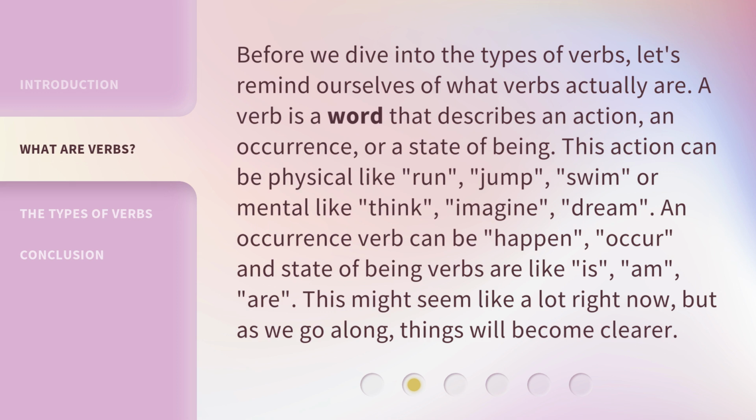Before we dive into the types of verbs, let's remind ourselves of what verbs actually are. A verb is a word that describes an action, an occurrence, or a state of being. This action can be physical, like run, jump, swim, or mental, like think, imagine, dream. An occurrence verb can be happen, occur, and state of being verbs are like is, am, are. This might seem like a lot right now, but as we go along, things will become clearer.